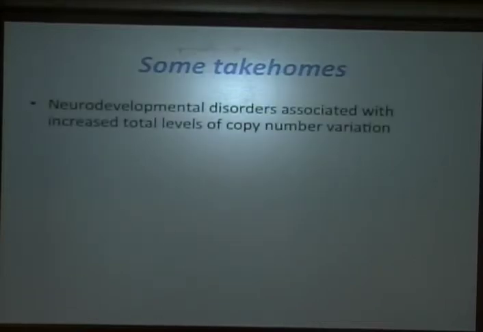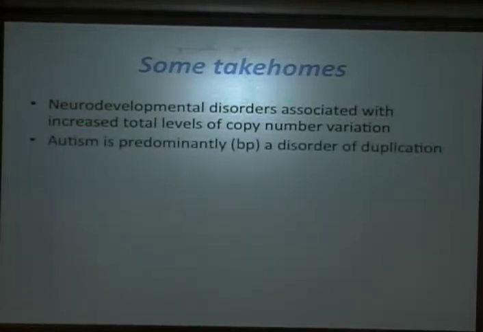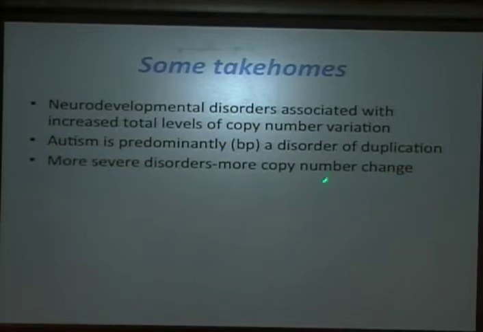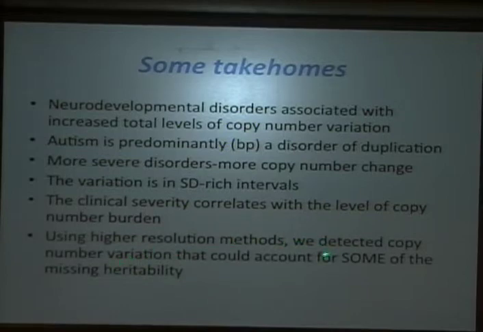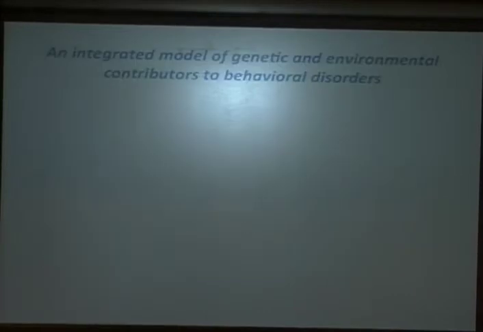All right, so here are the take-homes. Neurodevelopmental disorders are associated with increased variation of this type. In autism, it's predominantly duplication. The more severe the disorders, the more of this change we see. The variation is in those unstable segments of the genome, and the clinical severity correlates with the amount of it. And we're hoping that with some of these methods, we're detecting what's in that hole, some of those previously undetected variants. Okay, so now I've got 2 more slides and I'm out.